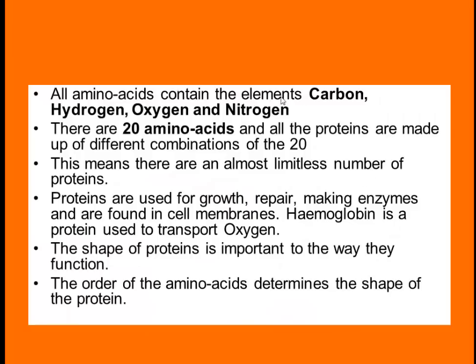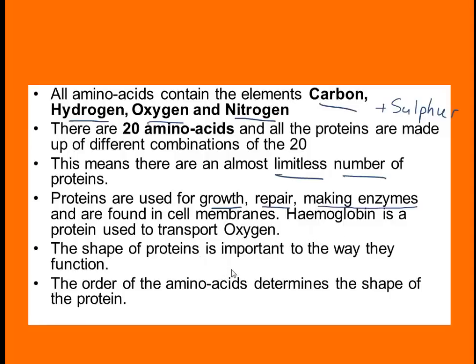Some details. All amino acids contain the elements carbon, hydrogen, oxygen, and nitrogen. Some amino acids also contain sulfur. 20 amino acids in all, giving an almost limitless number of possible proteins. What do we use them for? Okay, we use them for growth, repair, and making enzymes. Oh, making enzymes. Enzymes are proteins. They are lumps of protein. And we also find proteins in cell membranes, and we find them doing all sorts of things. Hemoglobin's a protein. We use that to transport oxygen.